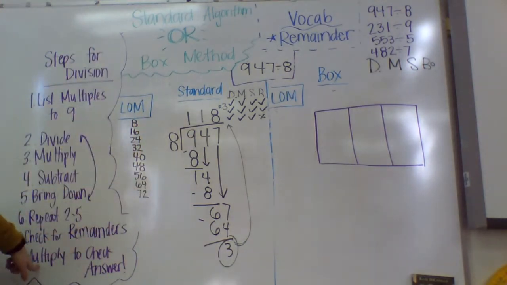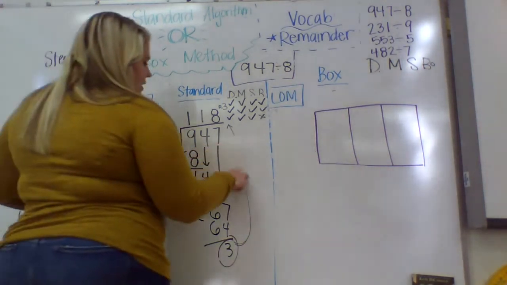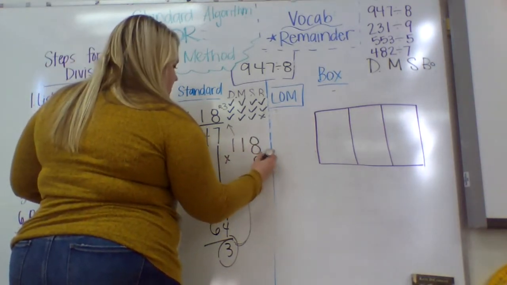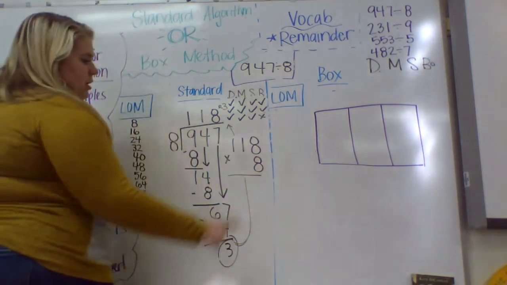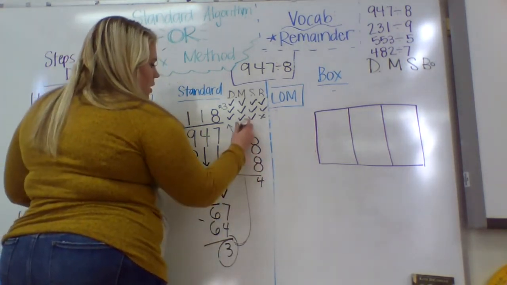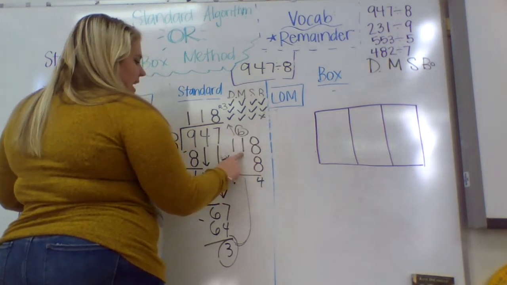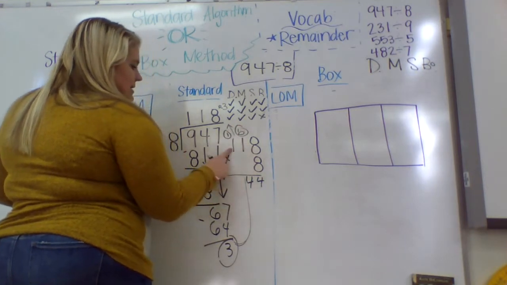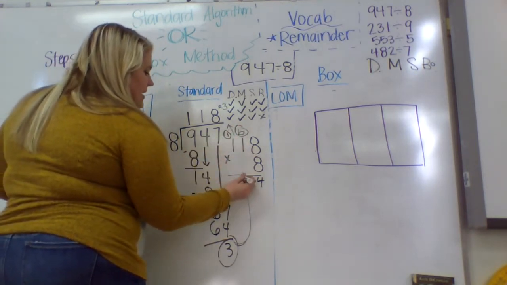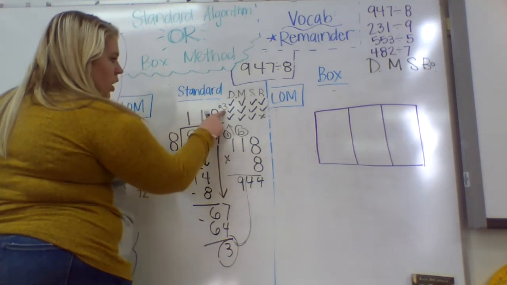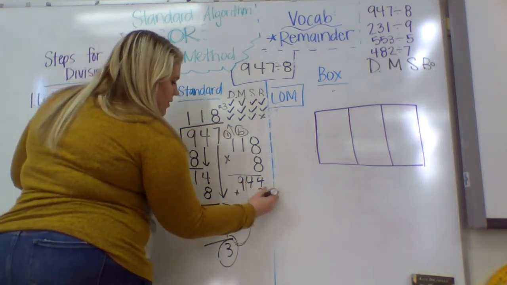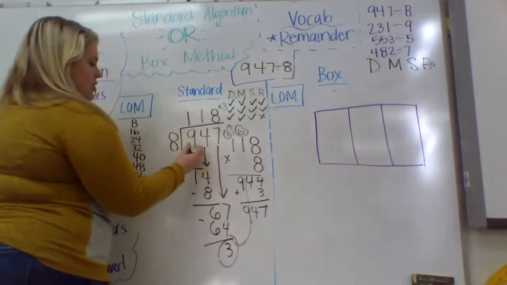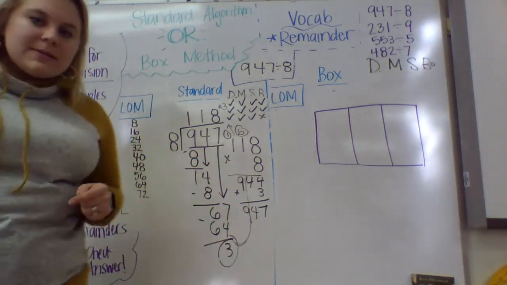Remember, we have to check our answer by multiplying. So when we have remainders, remember you do the whole number part of the quotient times the divisor. 8 times 8 is 64. 8 times 1 is 8, plus 6 is 14. 8 times 1 is 8, plus 1 is 9. 944, plus remember I have my remainder of 3, gives me 947, and that's my original dividend.